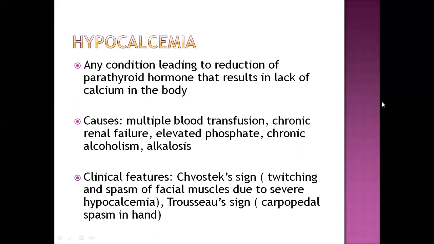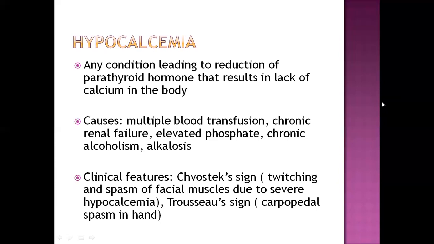Next condition is hypocalcemia, any condition in which there is lack of calcium in the body. This can be due to lack of parathyroid hormone. Parathyroid hormone helps in secretion of calcium, so lack of parathyroid hormone can lead to lack of production of calcium in the body. This can be due to multiple blood transfusions, chronic renal failure, chronic alcoholism, or alkalosis.